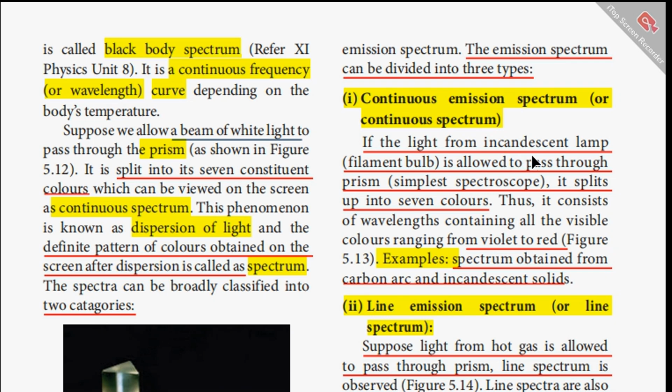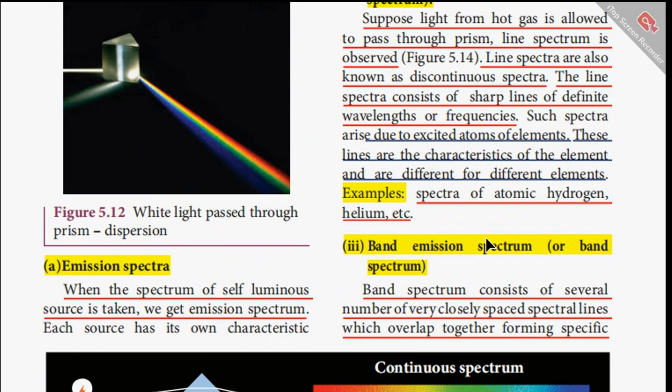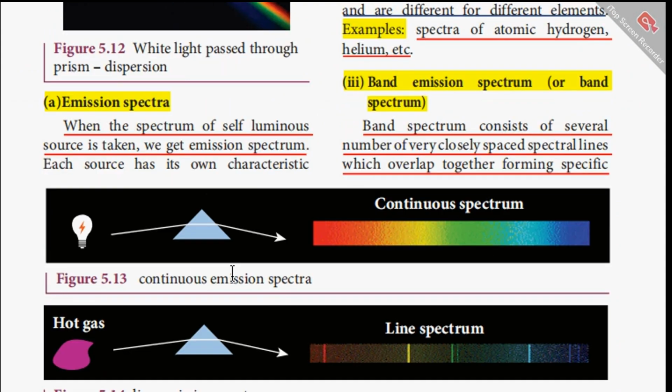If the light from an incandescent lamp, such as a filament bulb, is allowed to pass through a prism, which is the simplest spectroscope, it splits up into 7 colors. Thus it consists of wavelengths containing all the visible colors ranging from violet to red. Examples are the spectrum obtained from carbon arc and incandescent solids. So here is a continuous emission spectrum. An incandescent lamp is shown here, and light from it passes through a prism, and we get a continuous spectrum of colors like this.